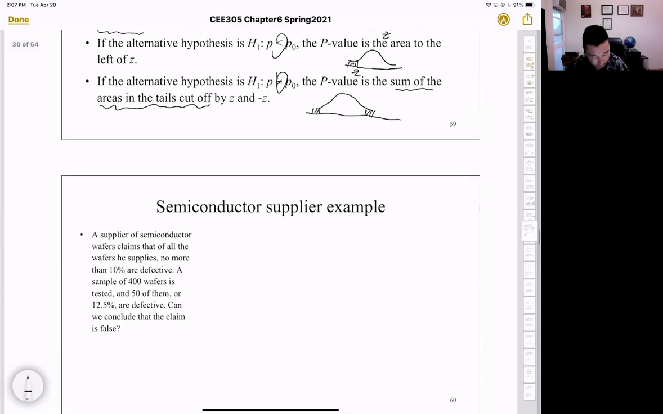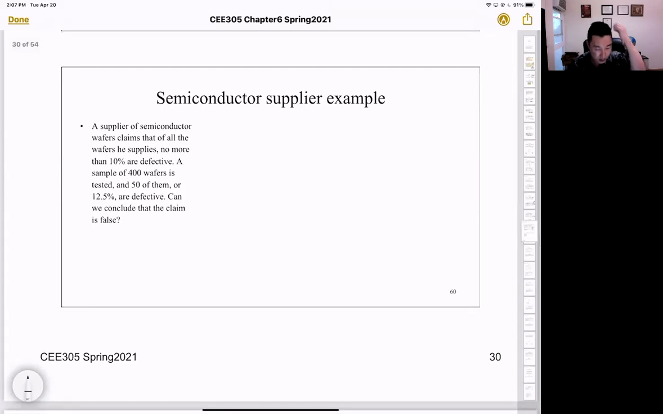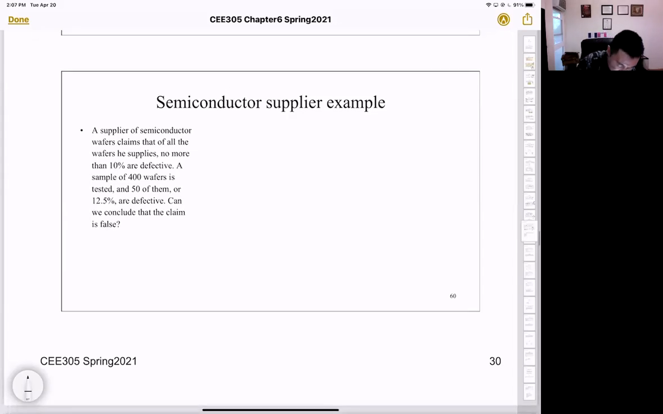Then let's go back to the example and see how we can resolve this question. First of all, always look at the last sentence. Can we conclude that the claim is false? Based on this, we know this is chapter 6, a question about hypothesis test. Then let's read the question and we can figure out this is a question about proportion. We have a sample of 400 wafers, 50 of them, or 12.5%, are defective. We try to compare with P0, which is 10% here. So first of all, let's set up H0 and H1.